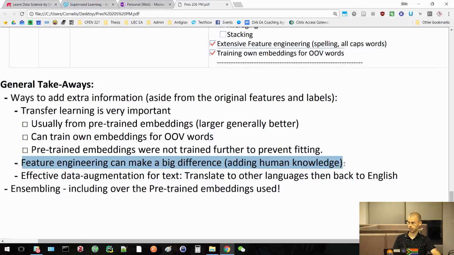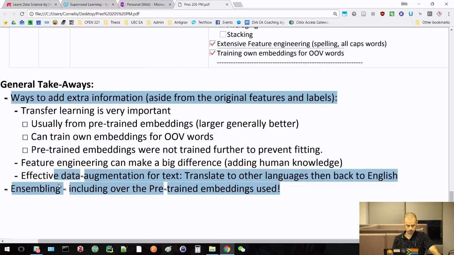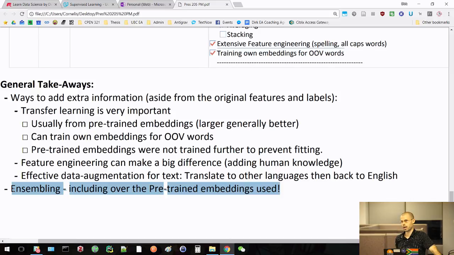So adding human knowledge, adding this feature engineering, seemed to work very well. And for text, using Google Translate, we can effectively augment our data, therefore adding a bit more extra information. And finally, when we're ensembling, if we can ensemble different models where we've added different bits of external information, then we can get better scores. So the top scoring entries all used multiple different embeddings that were somehow combined. Yeah, usually ensembled. And that's my presentation.